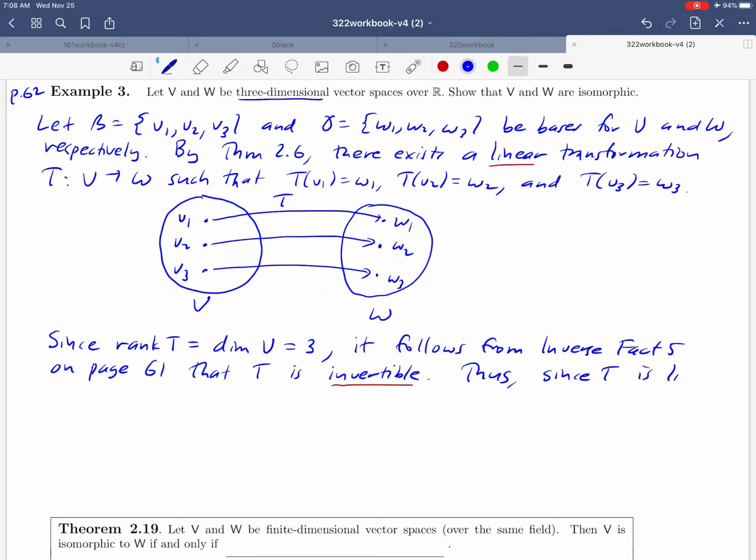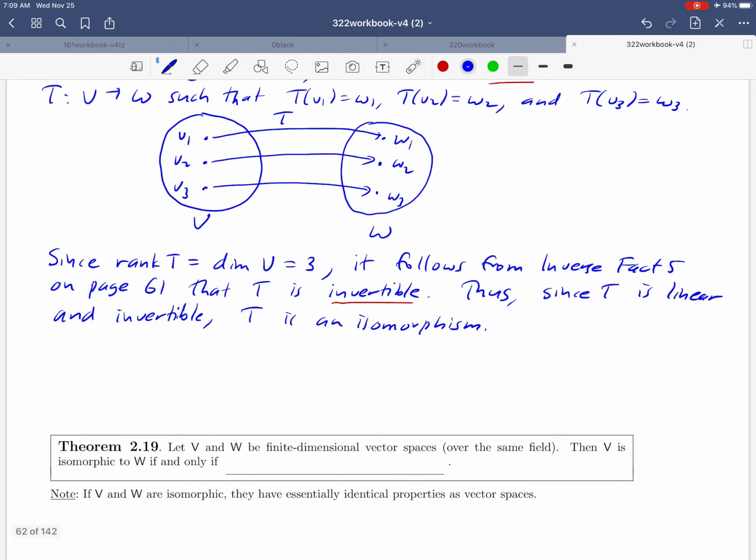Okay, so since T is linear and invertible, T is an isomorphism. Okay, in other words, V and W are isomorphic. All right, so the theorem that comes right after this generalizes this observation. So all that we needed for these vector spaces to be isomorphic was for their dimensions to be the same. There's nothing special about the number 3. We could have chosen any finite number and constructed the same argument that we did here.